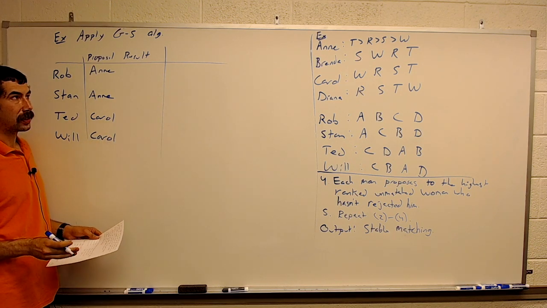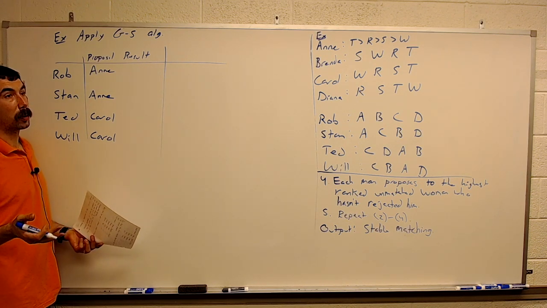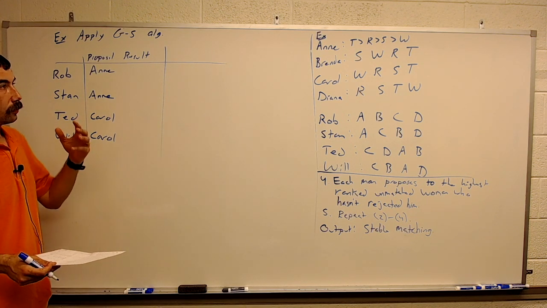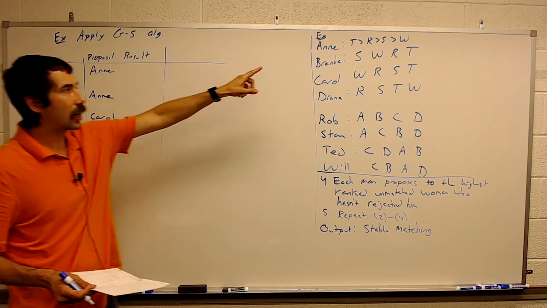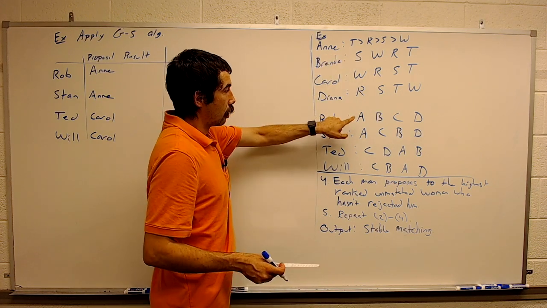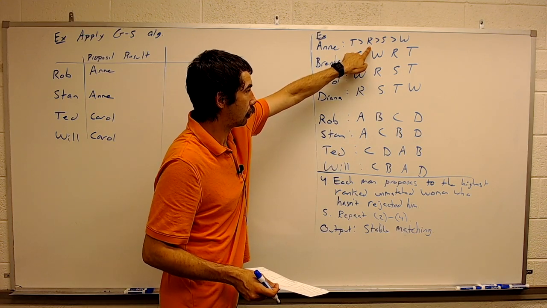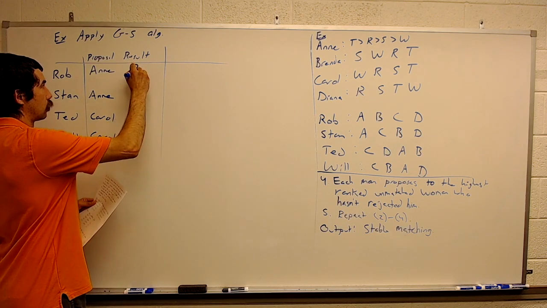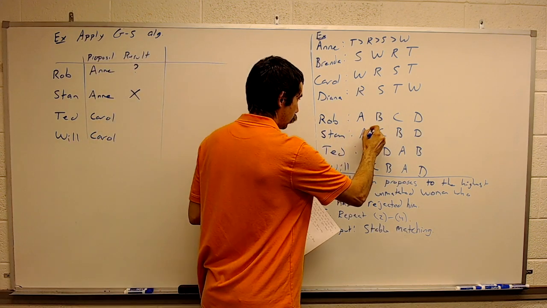Okay, so what happens? Well, we are not in the case where each woman got one proposal. So they have some decisions to make. Anne did not get proposed to by her top choice. So she's going to say maybe to Rob and no to Stan. Okay, so Stan is going to move on.